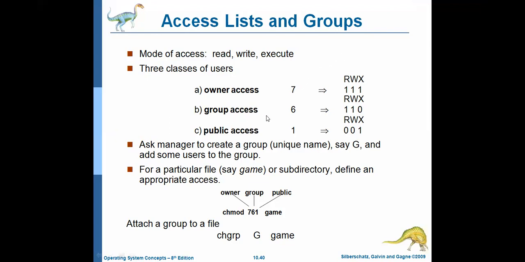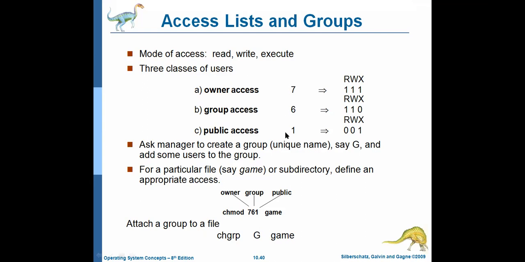Whereas coming to group, only read and write permission. So read, write. There is no execute permission. That is the reason why 0. And for the public, here in this example, I am giving execute permission. So it is only 1.